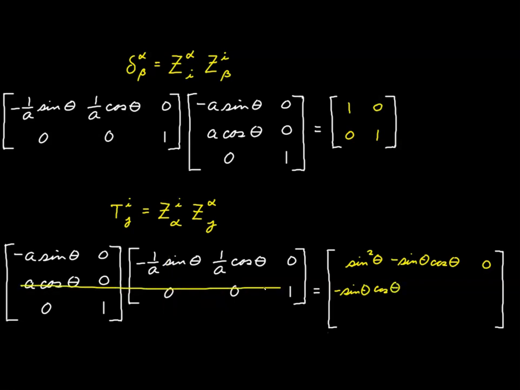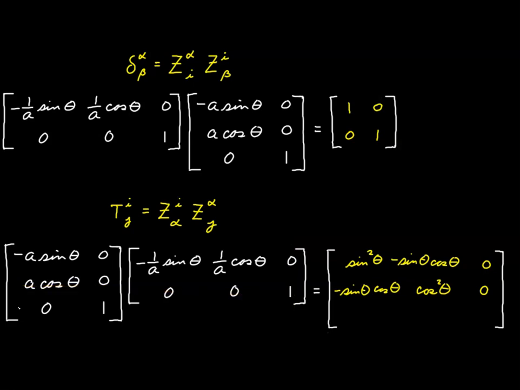Then we'll have the second row, second column. That's a cosine theta times 1 over a times cosine theta, which is cosine squared theta, plus 0 times 0. So this term is the cosine squared theta. Then we'll have the second row, third column. This term times 0 plus 0 times 1. That's easy. That's just 0.